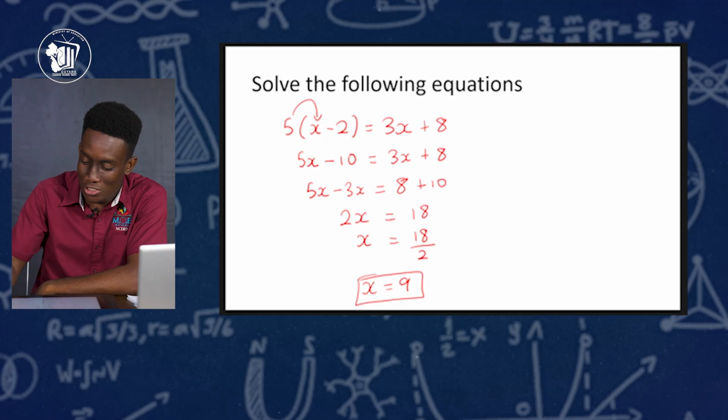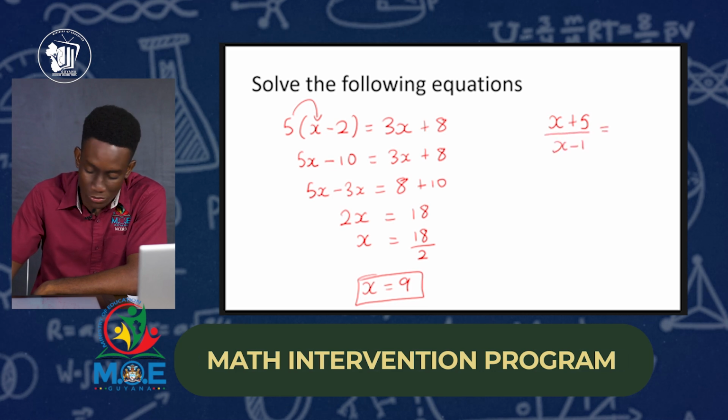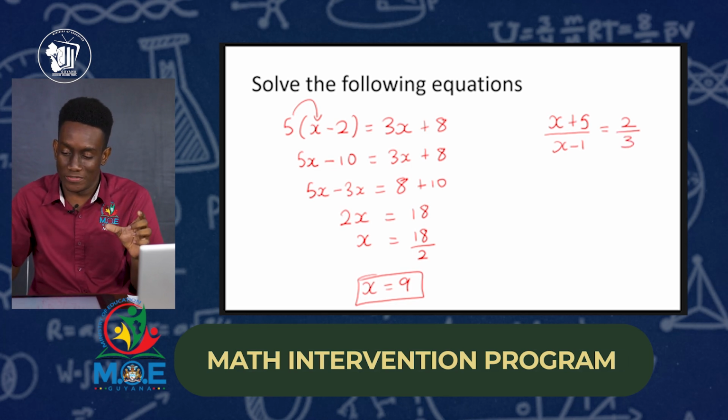And I will leave this question for you to solve on your own. So this is one for you to try on your own after the ending of this video. So you're solving this. So it's x plus 5 all divided by x minus 1 is equal to 2 over 3. And you're finding the value of x for this one.